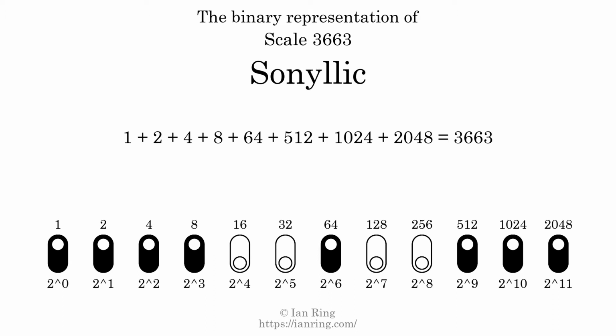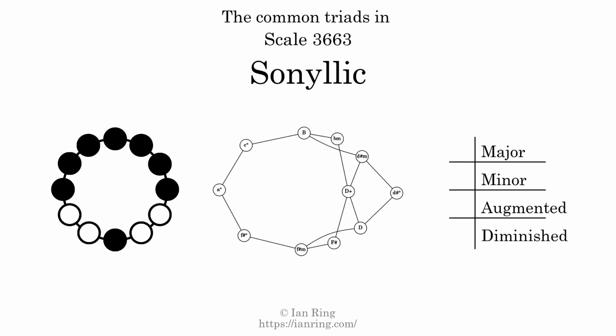3663. The scale number not only enumerates the scale with a unique index, but it also literally describes the tonal content of the scale. Represented as a binary number in base 2, the scale number is 1110010011111. Here are the common triads present in this scale.